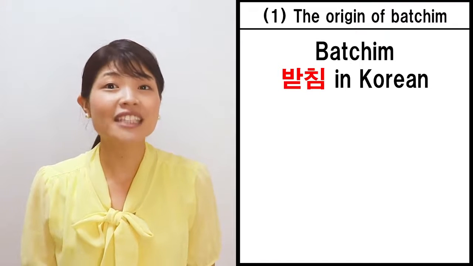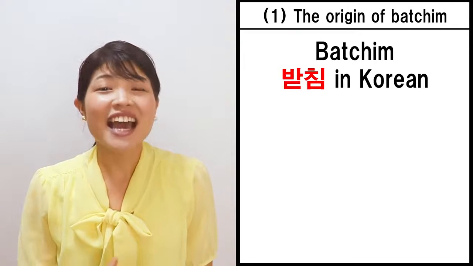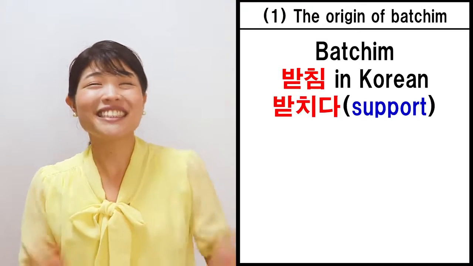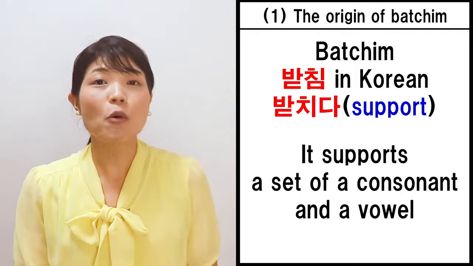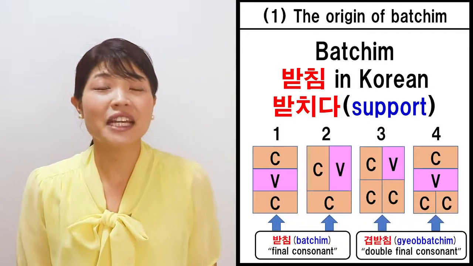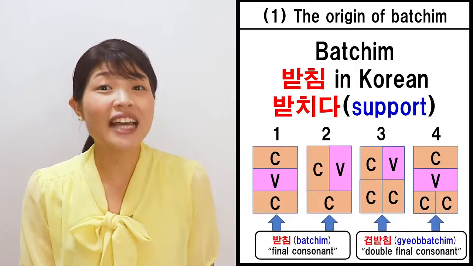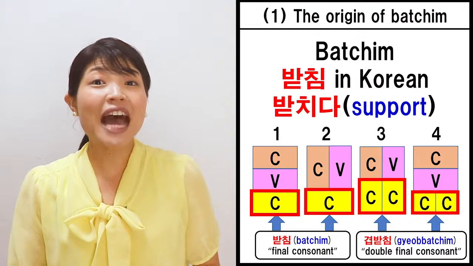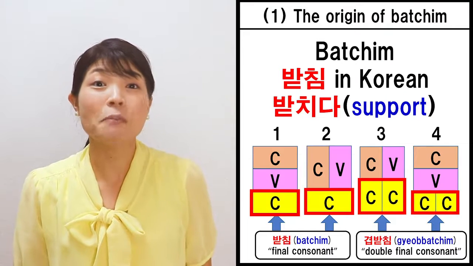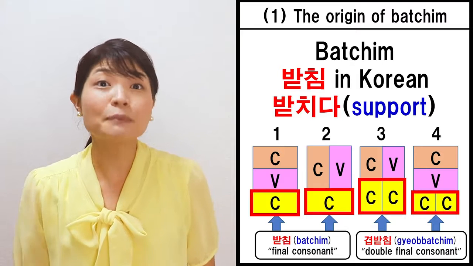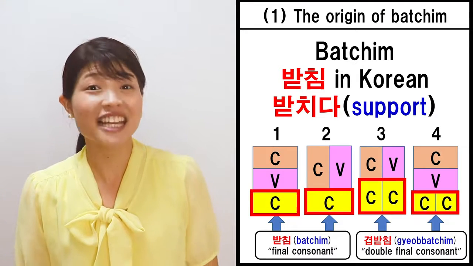Batchim is written as 받침 in Korean, and the origin of this word is 받치다, which means to support. It supports a set of a consonant and a vowel. In Korean, a vowel and a consonant are combined to form one character, and you can further add a final consonant called Batchim under the set. Next, let's learn about the types of Batchim and their pronunciation.